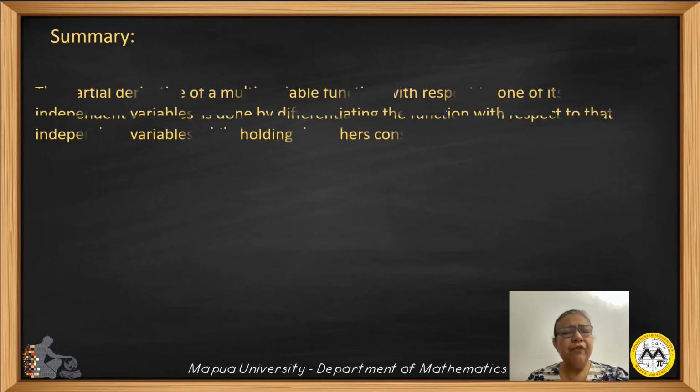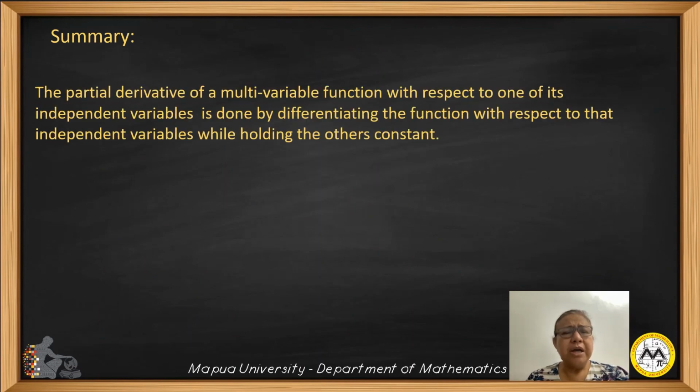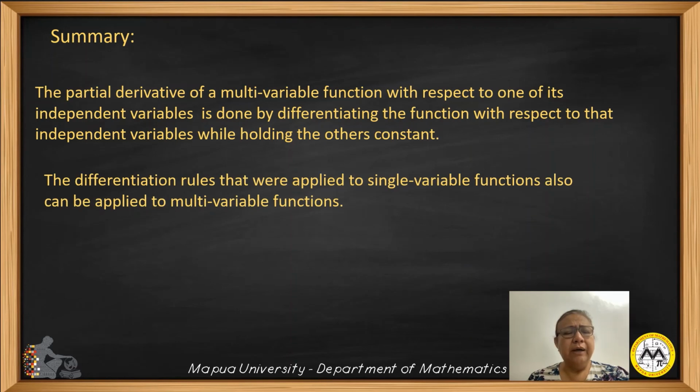Okay, in differentiating a given multivariable function with respect to one of its independent variables, the partial derivative is obtained by differentiating the said function with respect to a given independent variable while holding the others constant. And the rules for differentiation that we applied to single variable functions can also be applied to multivariable functions.